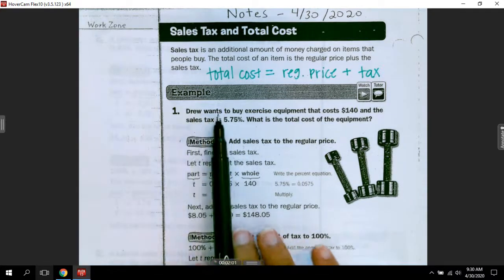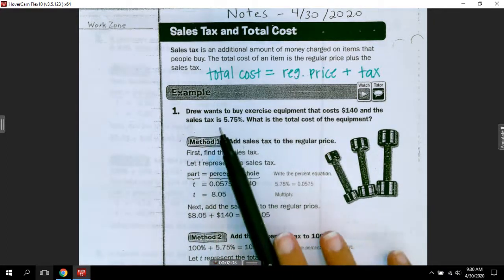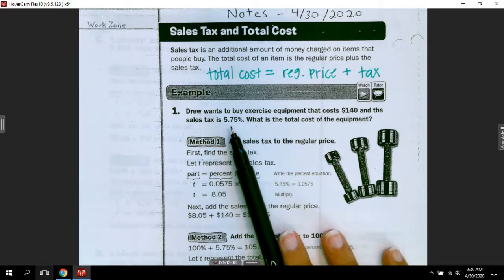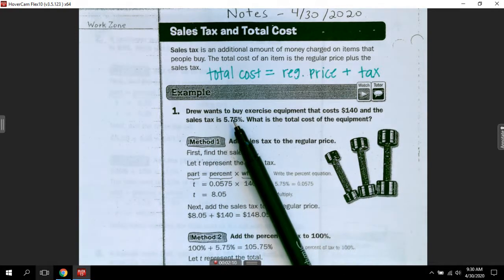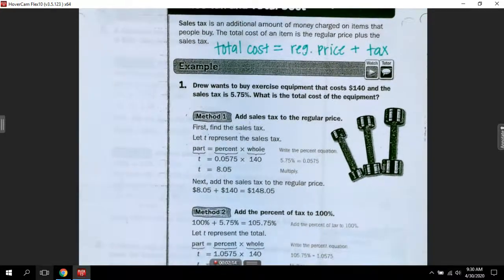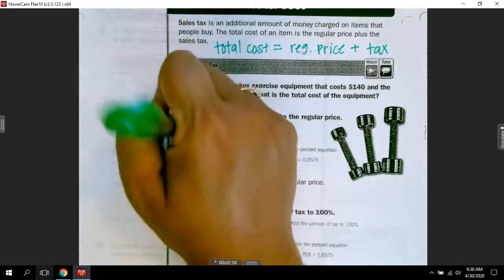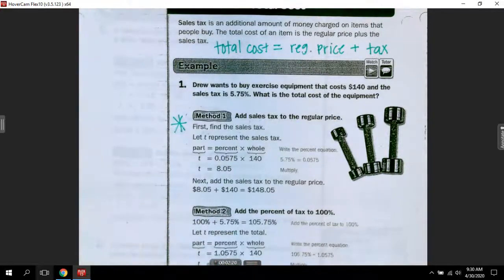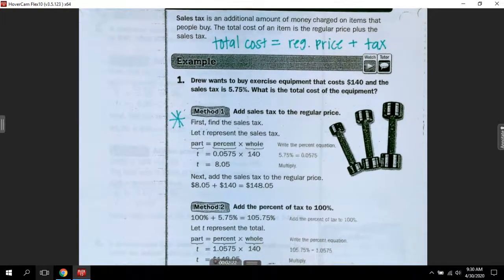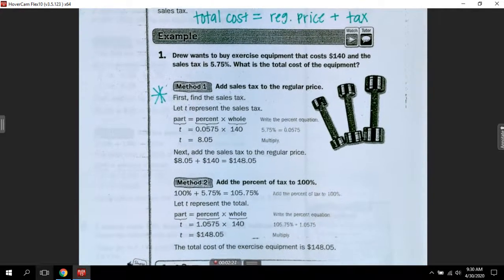So let's look at example number 1. It says Drew wants to buy exercise equipment that costs $140 and the sales tax is 5.75%. What is the total cost of the equipment? Okay, so as you can see, there are two methods here. We've got a method 1 and a method 2, so it's two different ways that you can work the problem. Method 1 is what I prefer, and that's what I'll do throughout the notes. If you read through method 2 and you think you like that better, feel free, but like I said, I'm going to be using method 1.